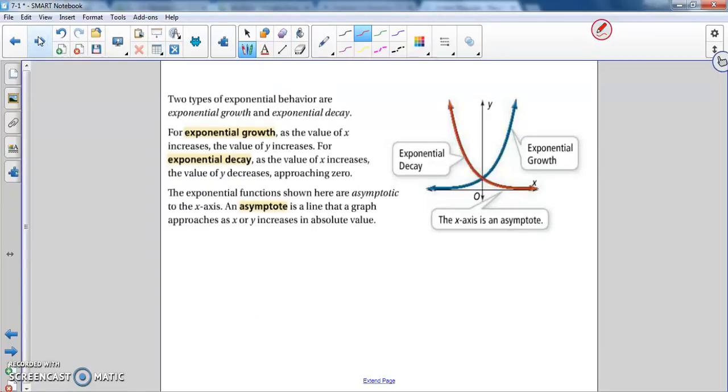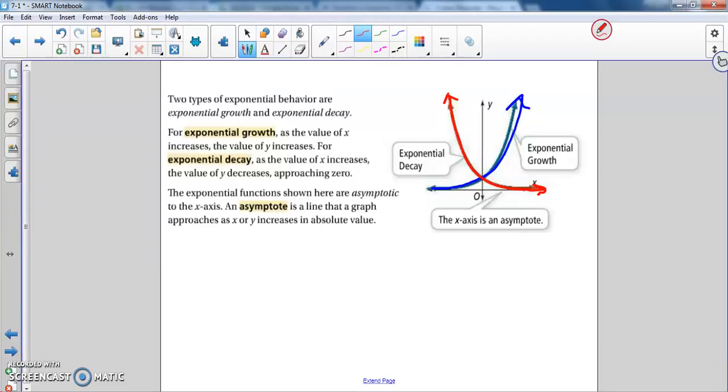So we have two different types of exponential behavior: exponential growth and exponential decay. You could see the blue graph is exponential growth because as our x values are getting bigger, our y values are getting bigger. And exponential decay is our red graph, where our y values are getting smaller as our x values are getting bigger.